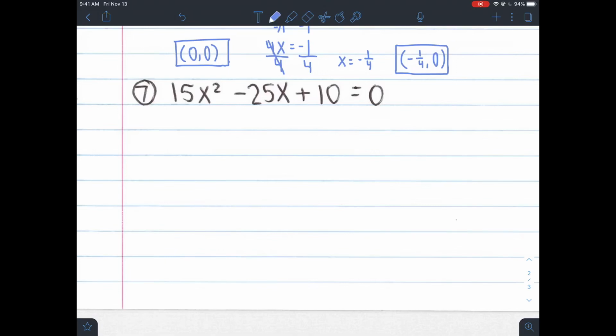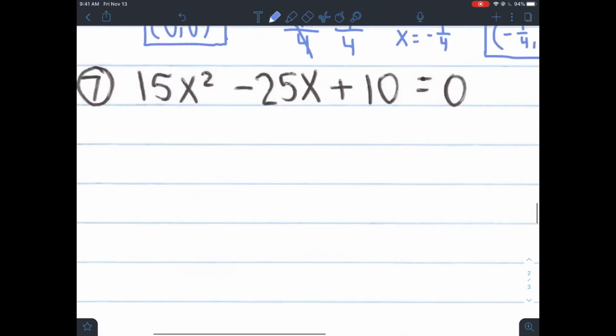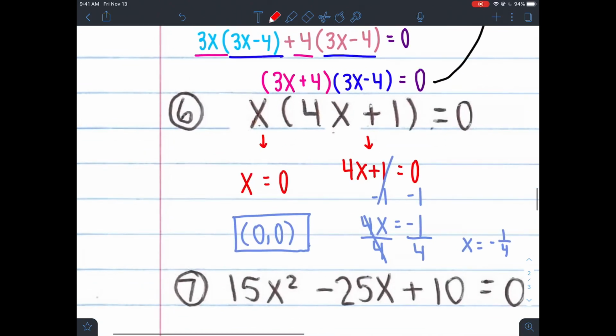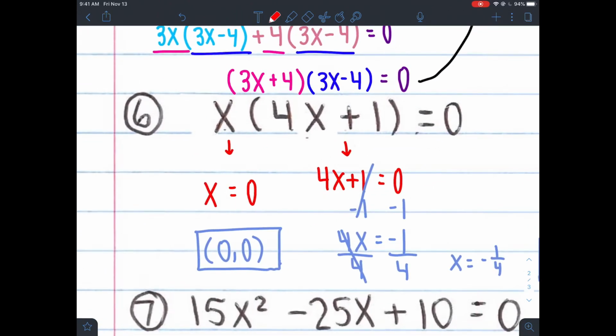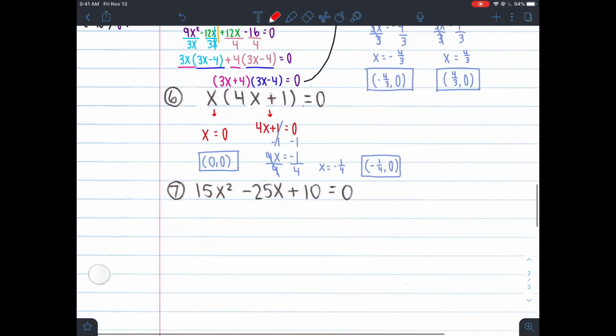Okay, moving on to number 7, 15x squared minus 25x plus 10 equals 0. Now this one's special. I'll show you why in a little bit, but I totally forgot to mention, number 6 already had 0 on one side by itself, so that's a good indicator that it's already set up in a way for you to start without having to do much work.